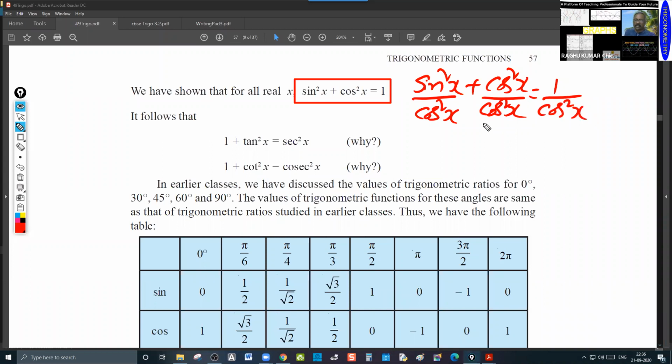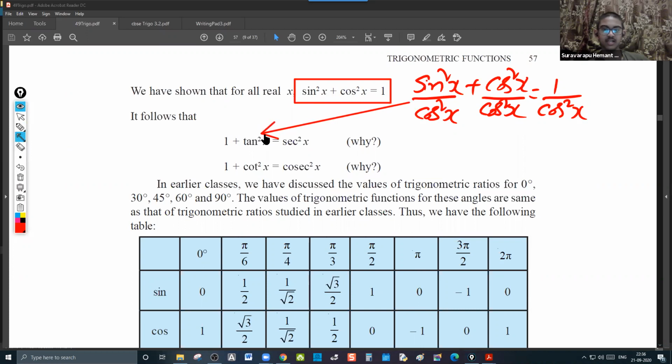Can we do like that? Yes, we can. If you know cos x is not equal to 0, you can divide like that. So if you divide this one, what is sin by cos, please? Sin by cos is tan square.